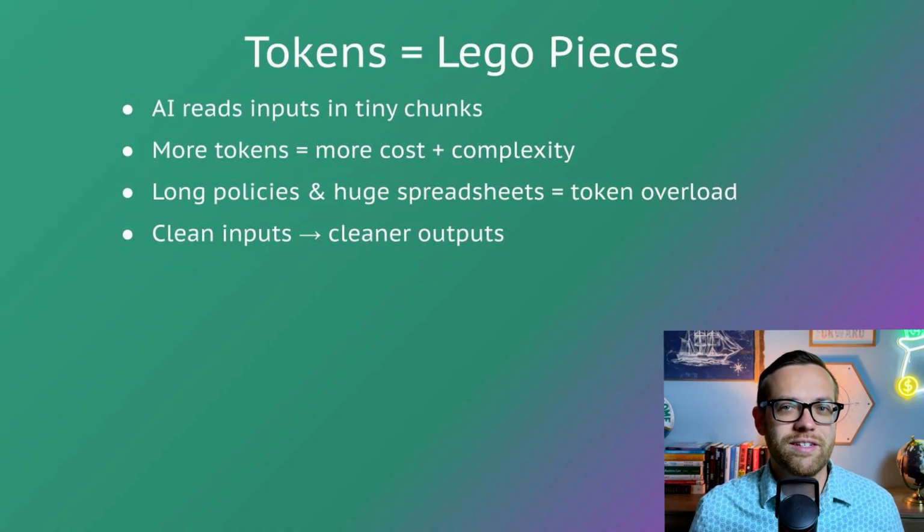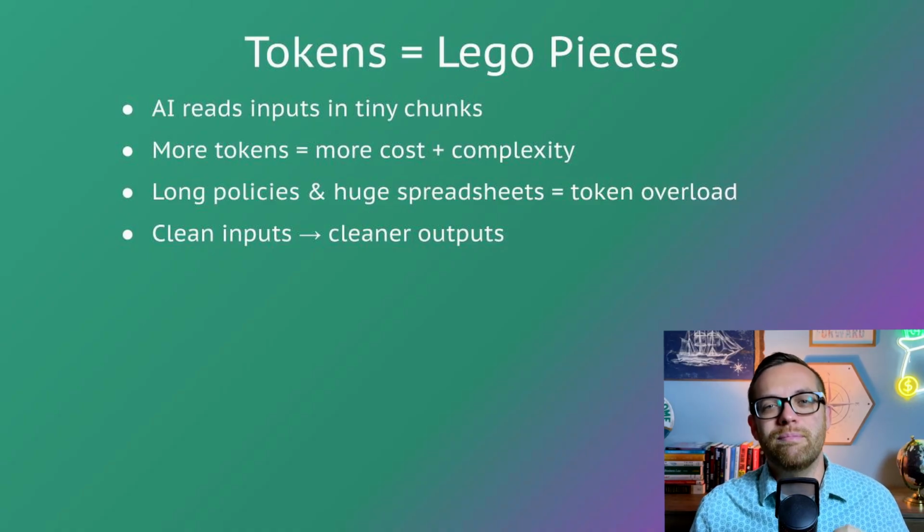Let's start with tokens, the atomic building blocks of everything the AI reads and writes. You can think of a token as basically a tiny chunk of text. A few characters, a word, part of a word, whatever the model splits text into. If you hand the model a 40-page investment policy, it doesn't think, oh cool, a document. It thinks, 12,000 tiny Lego pieces I now have to assemble into meaning.